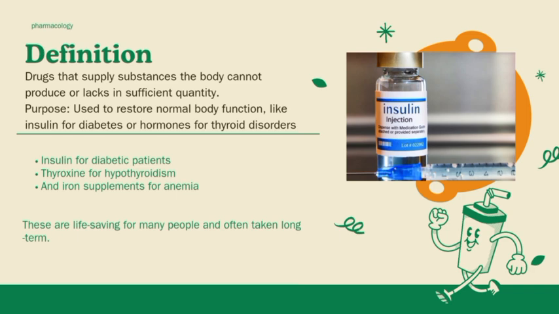Other examples include thyroxine for thyroid problems or iron supplements for anemia.